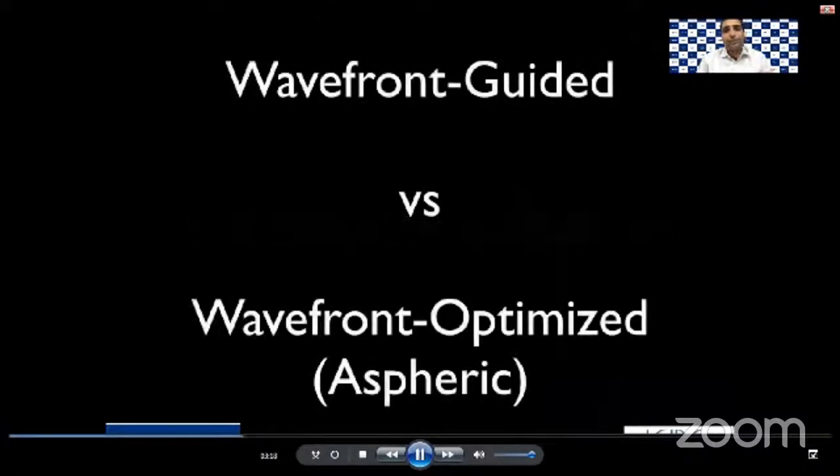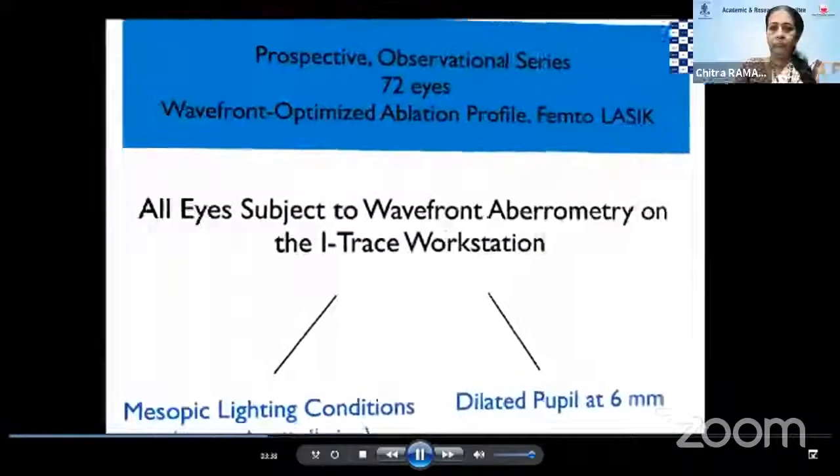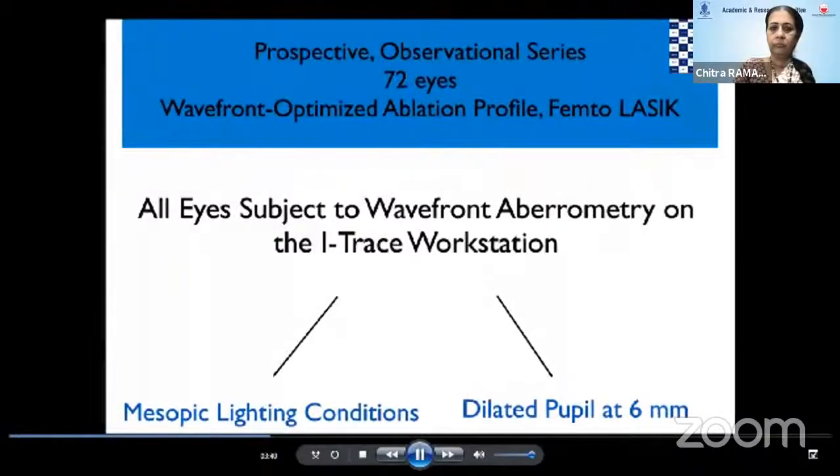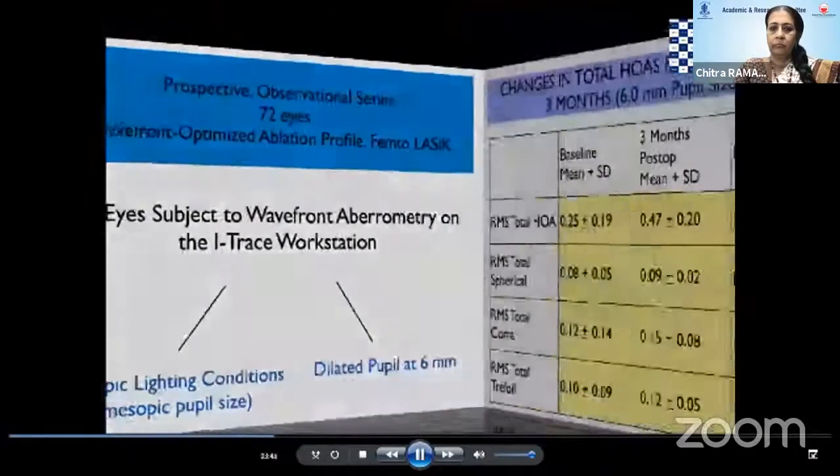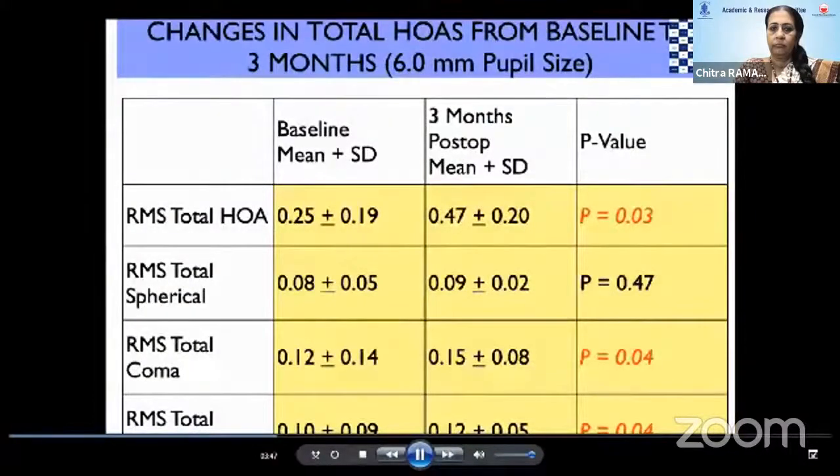Coming to the question of which is better, wavefront guided or wavefront optimized as far as the aberration profile induced is concerned. Of course, topography guided has been discussed extensively, but still the most commonly performed is the wavefront optimized or the aspheric profile, particularly for myopic refraction. And we did our own study of 72 eyes where all patients were subject to the eye trace in mesopic pupil condition as well as at dilated 6 mm pupils.